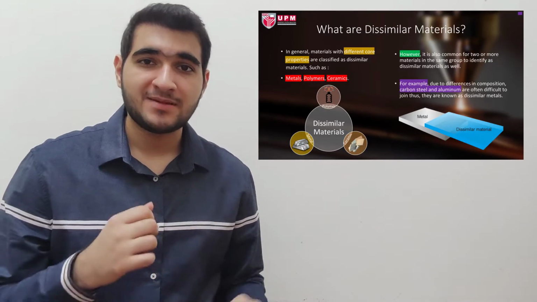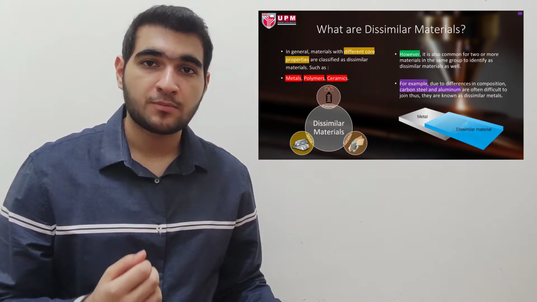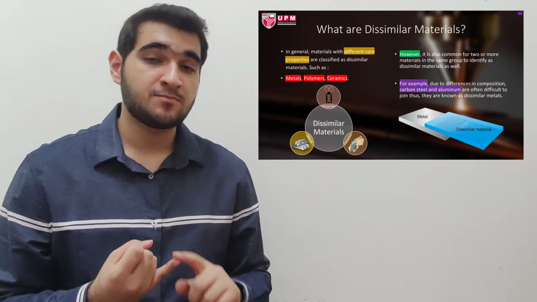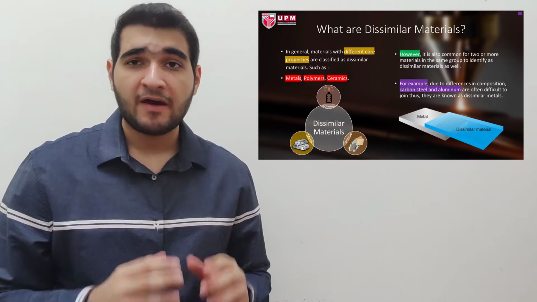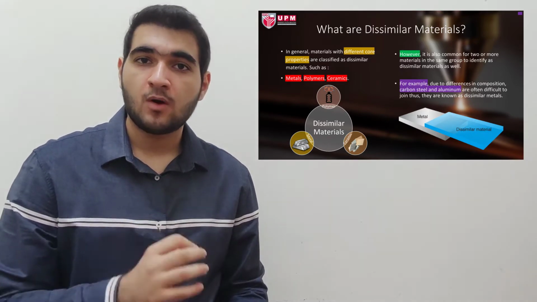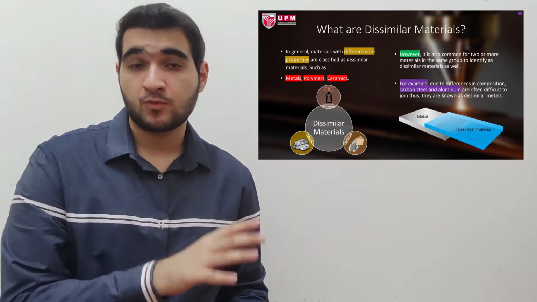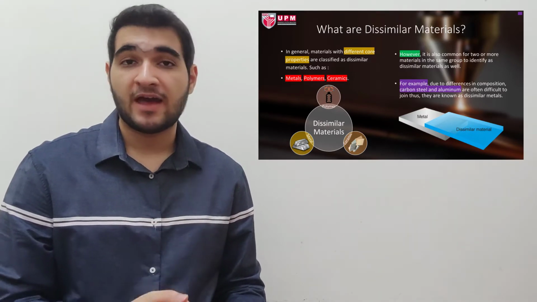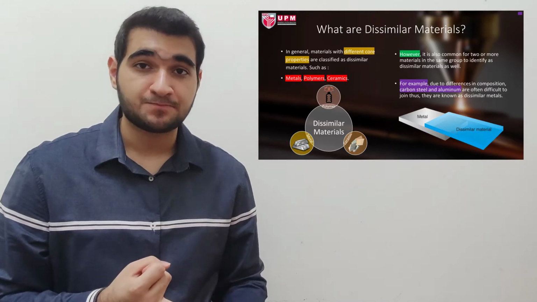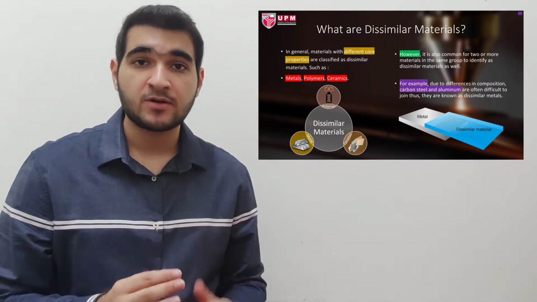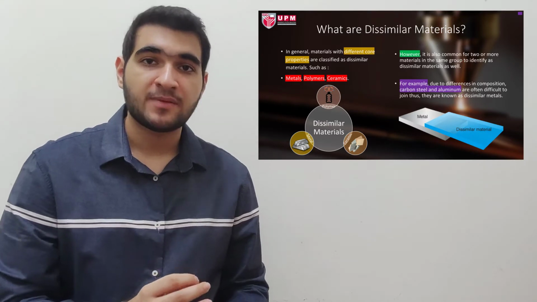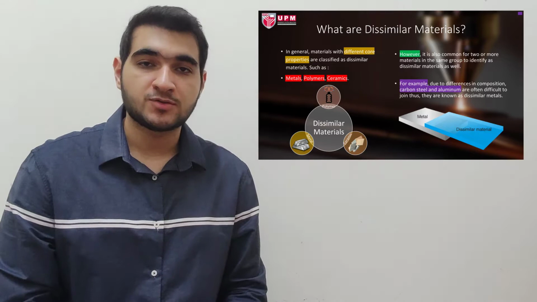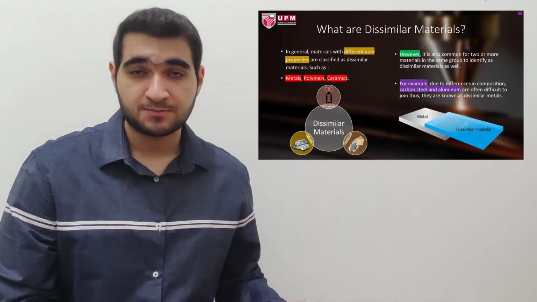In general, materials with different core properties are often categorized as dissimilar materials. For instance, metals, plastics, and polymers. However, it is common for two materials within the same group to be categorized as dissimilar materials as well. For instance, we have carbon steel and aluminum. Naturally, these are metals. However, due to the differences in composition, they're often very difficult to bond and weld together, which is why they're also categorized as dissimilar materials.